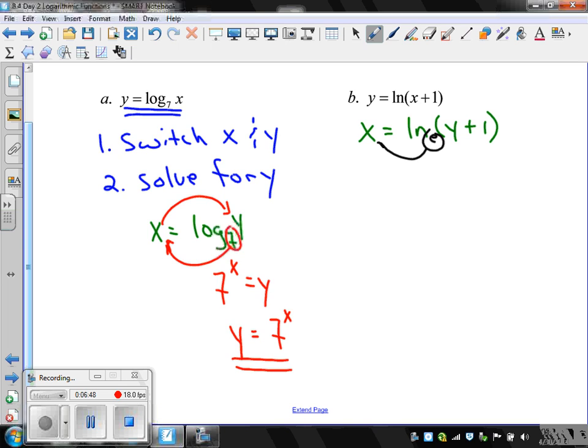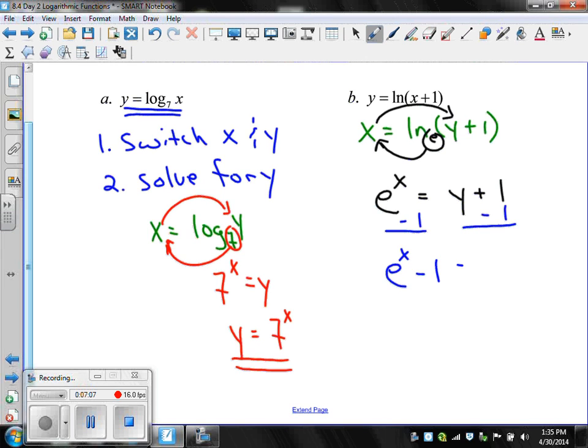And now I actually have a little bit of unwrapping to do here, right? I need to subtract out this 1 here. And I get e to the x, and then minus 1 equals y. That's my inverse.